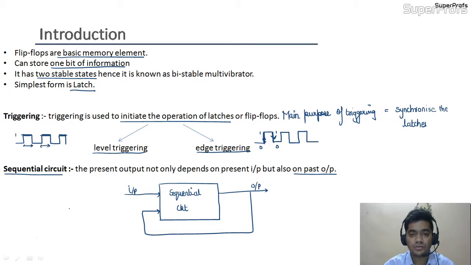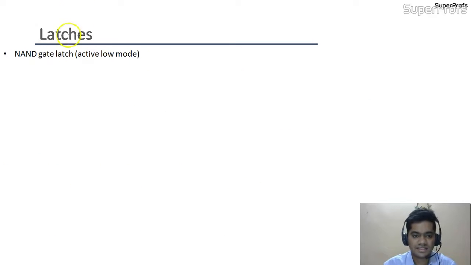When you see what the latches are and how the construction is done, you will be able to see the presence of feedback in the circuit, which just implies that we are depending on the past output also for our next output. Okay, so let's start with the first latch, which is the NAND gate latch.